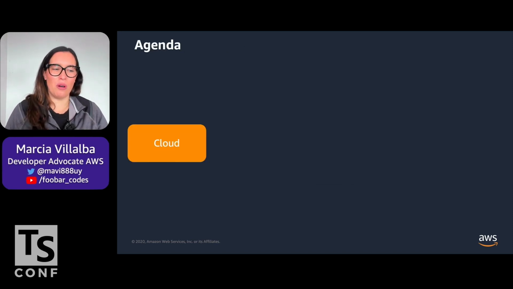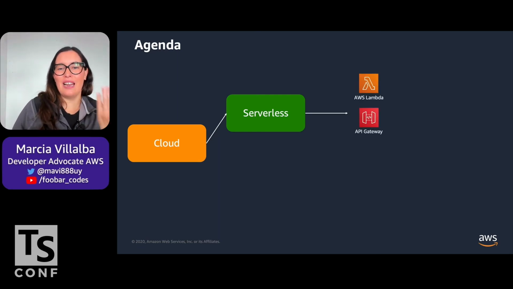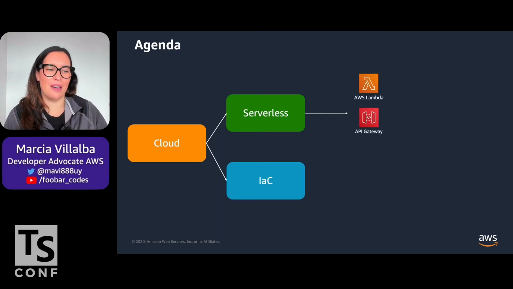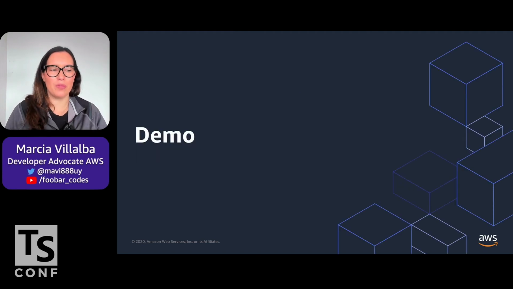So now we have covered quite a lot. We have covered the cloud, what is serverless, Lambda, and API Gateway. Then we went down the other path and talked about infrastructure as code and CDK. And now it's time to wrap everything up with a demo. This is a super simple demo using these components and the knowledge that we just acquired.